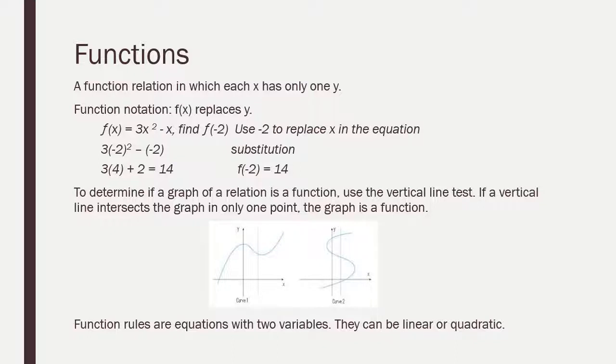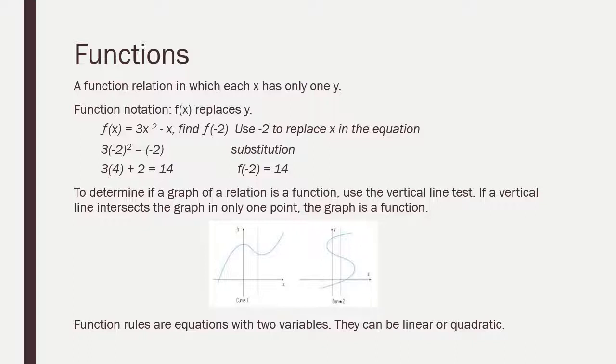In this example, I've got 3x squared minus x. We're going to be using the value of -2 for x. That just means I'm going to replace everything in the equation where the x is in the equation with -2. So instead of 3x squared, I've got 3 times -2 squared. And instead of minus x, I've got minus -2.